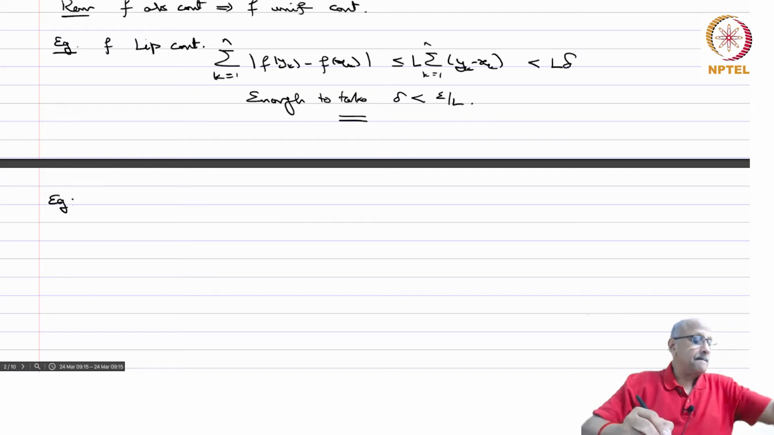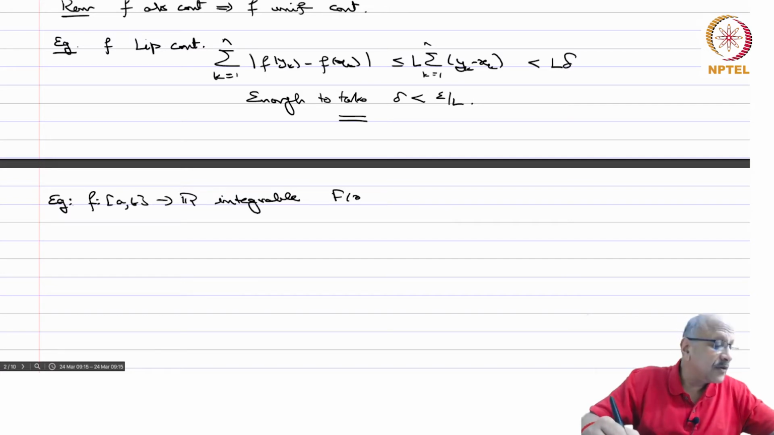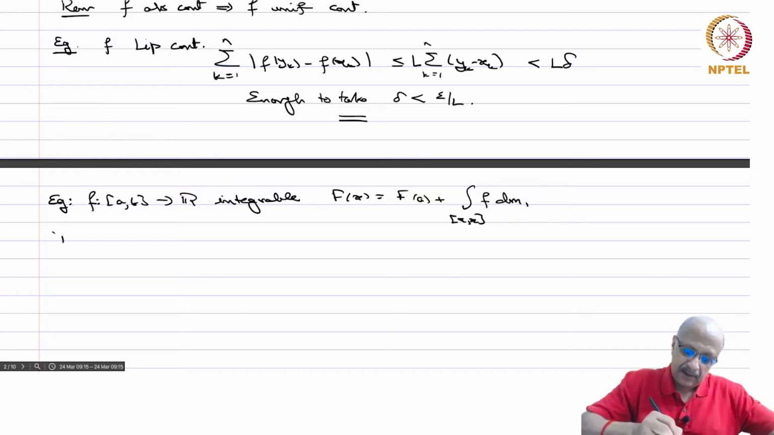Example, f from [a,b] to R integrable and capital F(x) equal to f(a) plus integral from a to x of f dm1, then F is absolutely continuous.